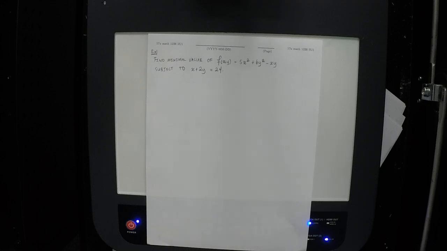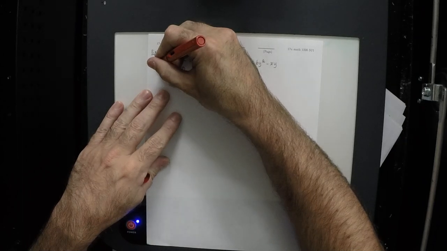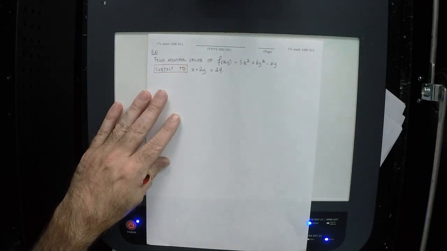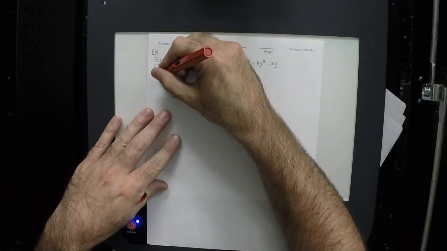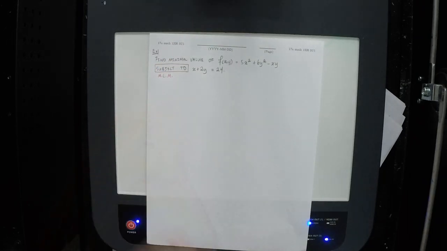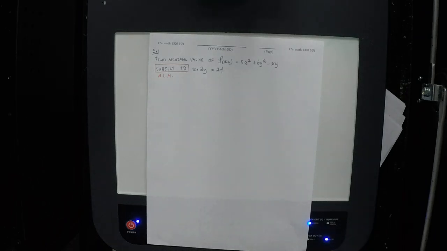Well, the surest way is if the question literally says method of Lagrange multipliers. That's cut and dried. Okay. Similarly, if it says second partials test, okay, well, it could mean anything else. But if it's unclear, one of the code phrases is if you see this subject to, when you see subject to, that means that we're talking about the method of Lagrange multipliers. Okay, so that's like a key phrase.